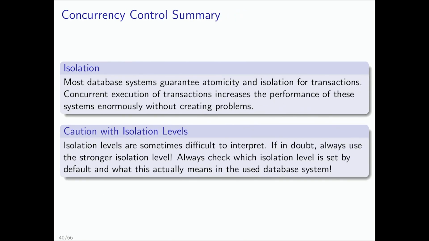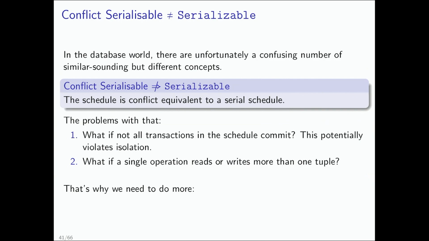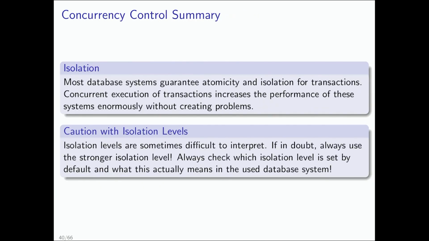So don't confuse conflict serializable and serializable. That's very important. And we learned that most database systems guarantee atomicity and isolation. So this A and I from ACID for transactions are guaranteed.